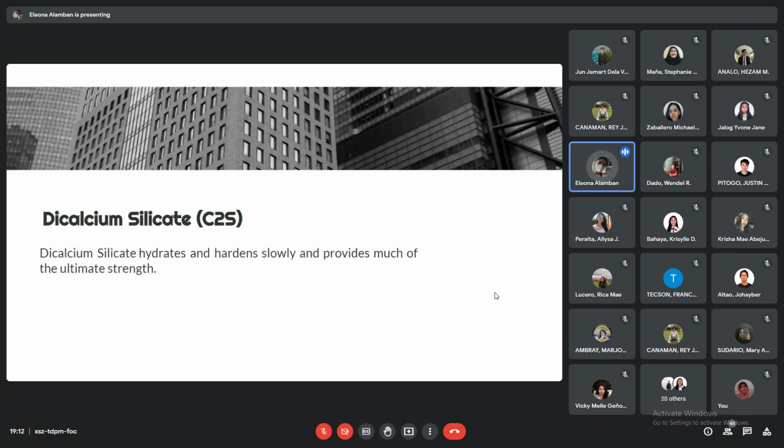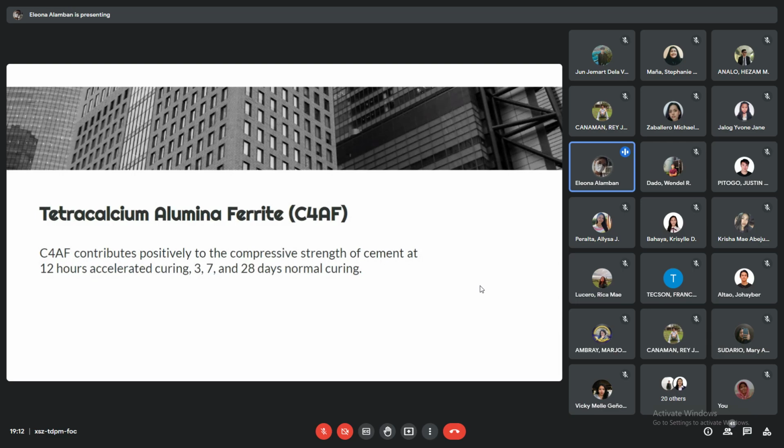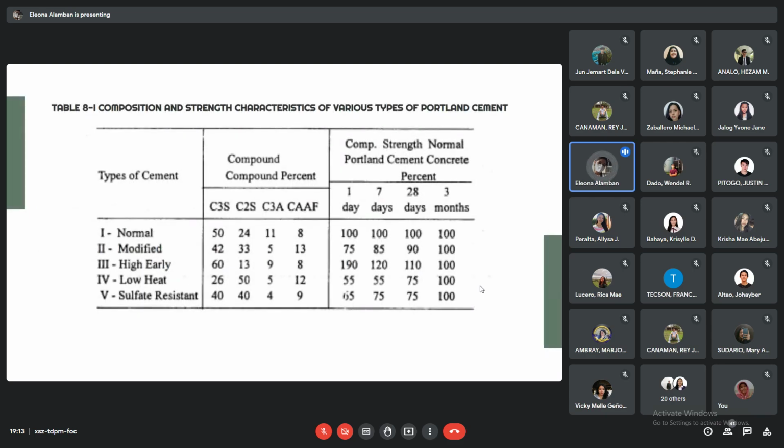Third, we have the dicalcium silicate. It hardens slowly and provides much of the ultimate strength. It is one of the important constituents of Portland cement. This contributes to late strength due to its lower reactivity. Lastly, we have the tetracalcium aluminoferrite. C4AF contributes positively to the compressive strength of cement at 12 hours accelerated curing to 3, 7, and 28 days normal curing. Now we have Table 8-1.